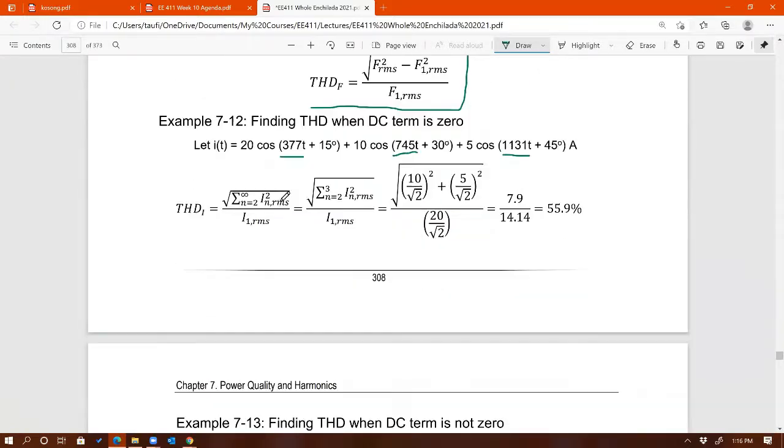And notice that within the summation, that should be RMS. That's why I divided by √2. So be careful, because the equation gives you the amplitude. That's an amplitude, 20 times cosine. That's the amplitude of the cosine.